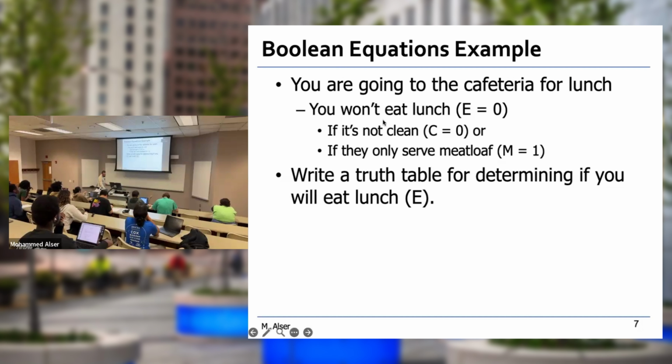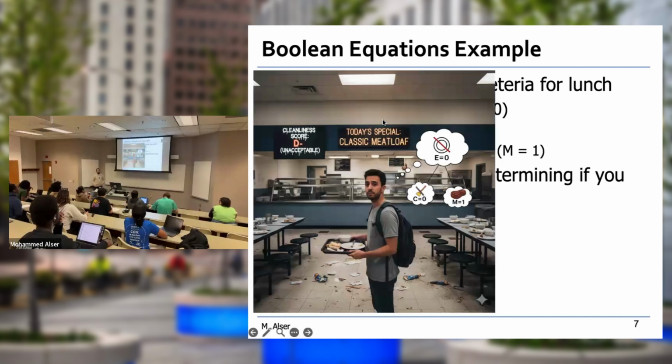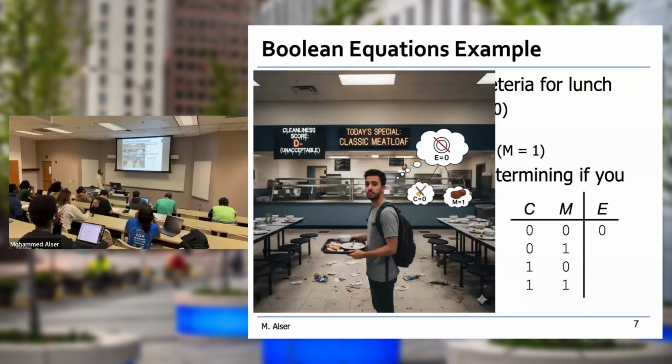So I asked Gemini to generate a picture for that. It was really nice. But I don't know, it sounds like he already ate lunch. So this is the only mistake I found in the picture. But at least it's really describing the situation. Right? So this is the truth table. Let's compare it.